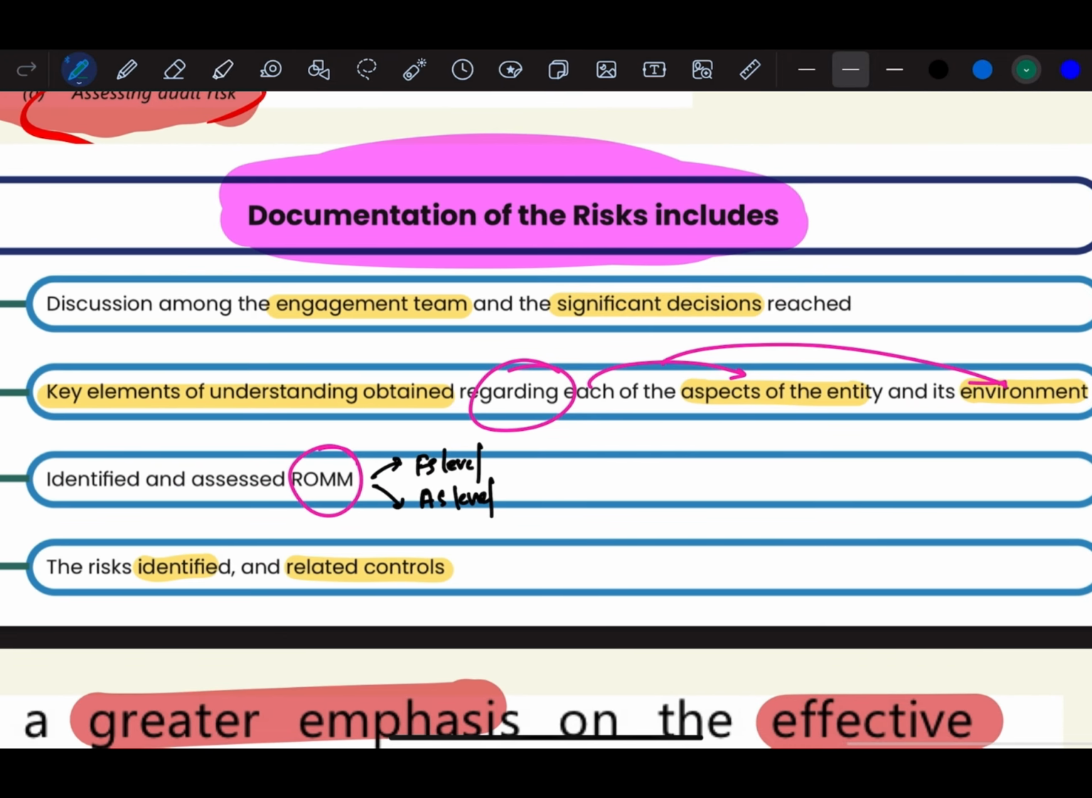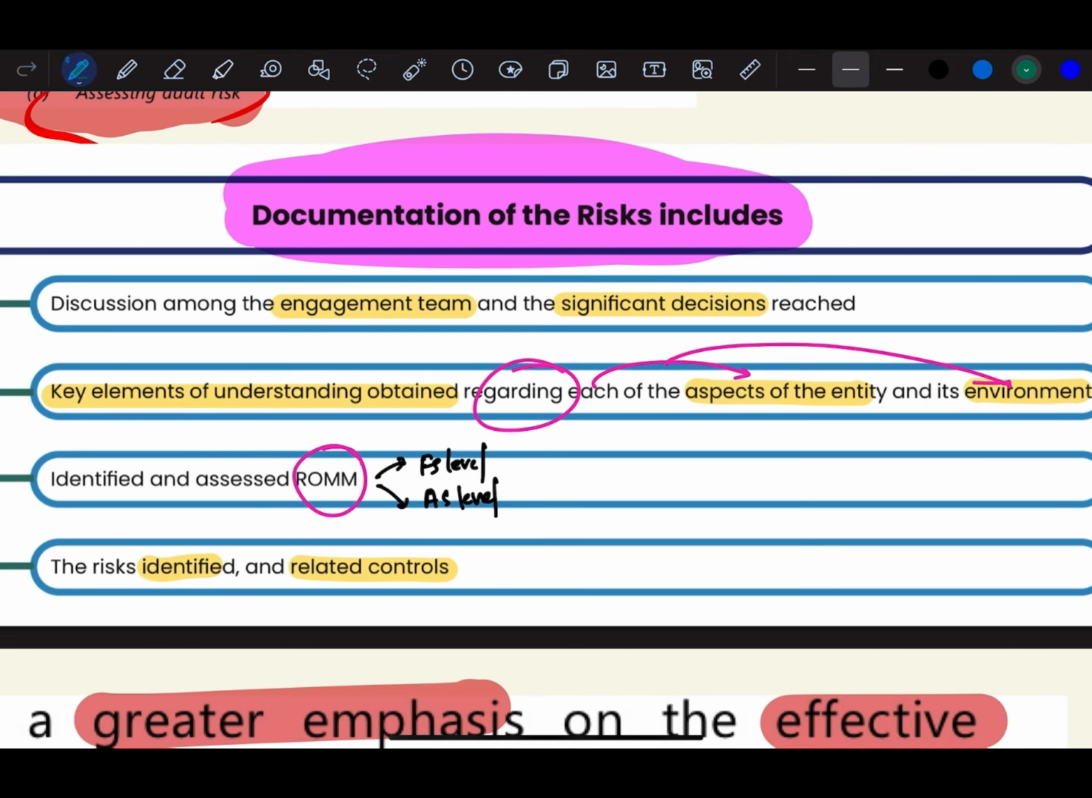Lastly, we have documentation of risk. What do you need to document? First, the discussion among the engagement team and significant decisions reached. When you do the audit, you will have an engagement team. What did you discuss with your engagement team, and what significant decisions did you take with the team? You need to document this. The next thing is the key elements of understanding obtained regarding each aspect of the entity and its environment. What did you understand regarding each aspect of the entity and its environment?